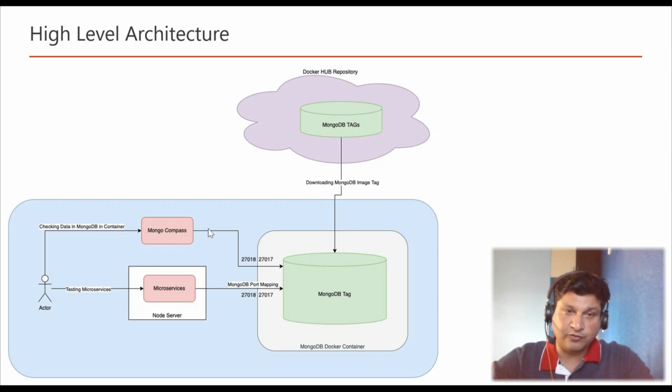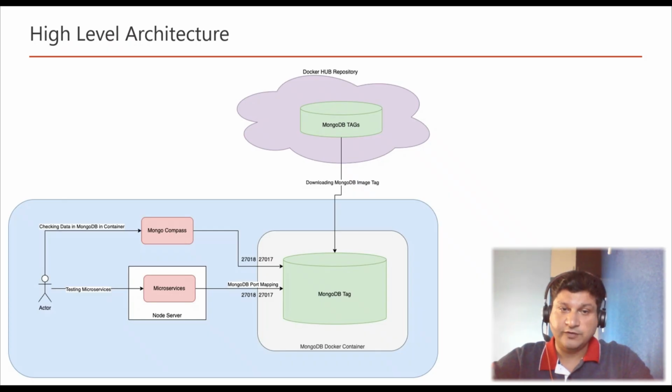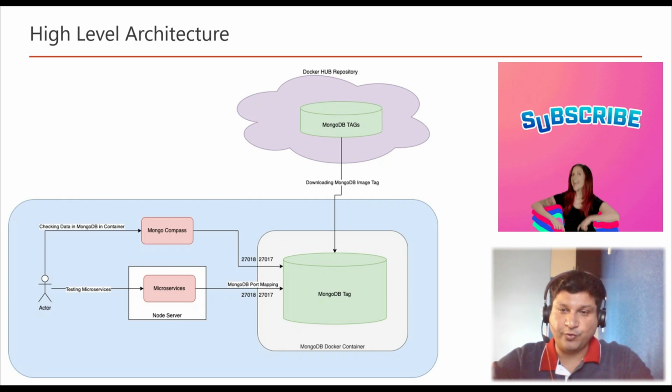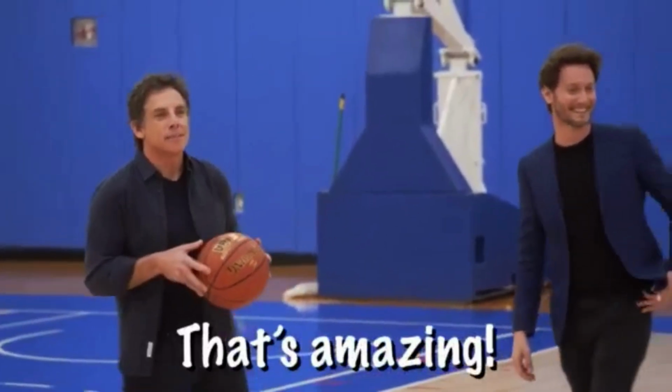I'm connecting my Mongo Compass on 27018 to the database, and my microservices will also be connecting to MongoDB on my localhost port, that is 27018. I hope you understood the concept of port mapping. This is a very basic concept of Docker. If you don't know it, go and watch the tutorial on Docker port mapping. The link is there on your screen. You can see that. For now, you just follow the instructions of what I am doing, and it will work for you. Right, friends?